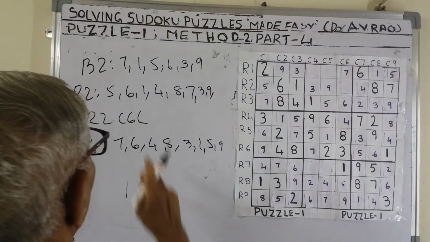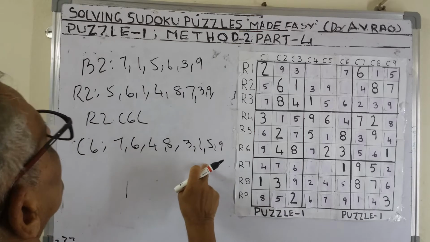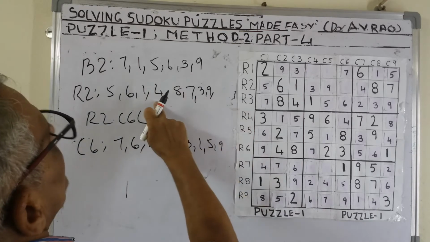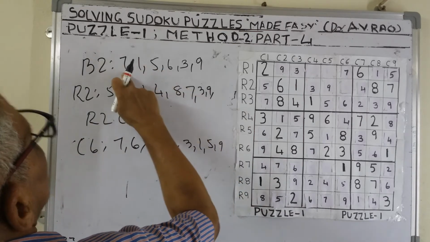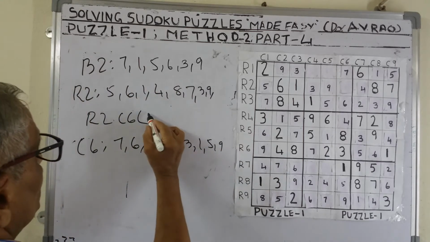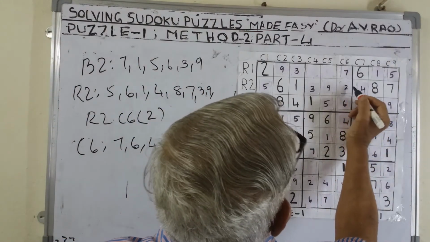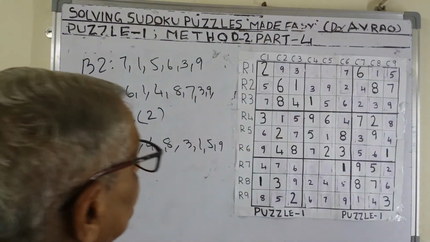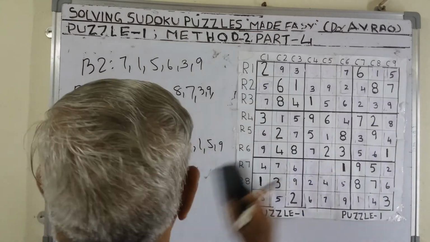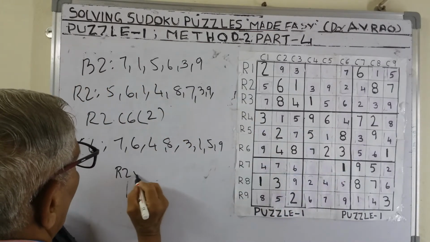Let us see. 1 is there, 2 is nowhere, 3 is there, 4 is there, 5 is there, 6 is there, 7 is there, 8 is there, 9 is there. So the only missing number is 2. Let us fill it up with 2. So now row R2 is filled up, row R2 is completed.